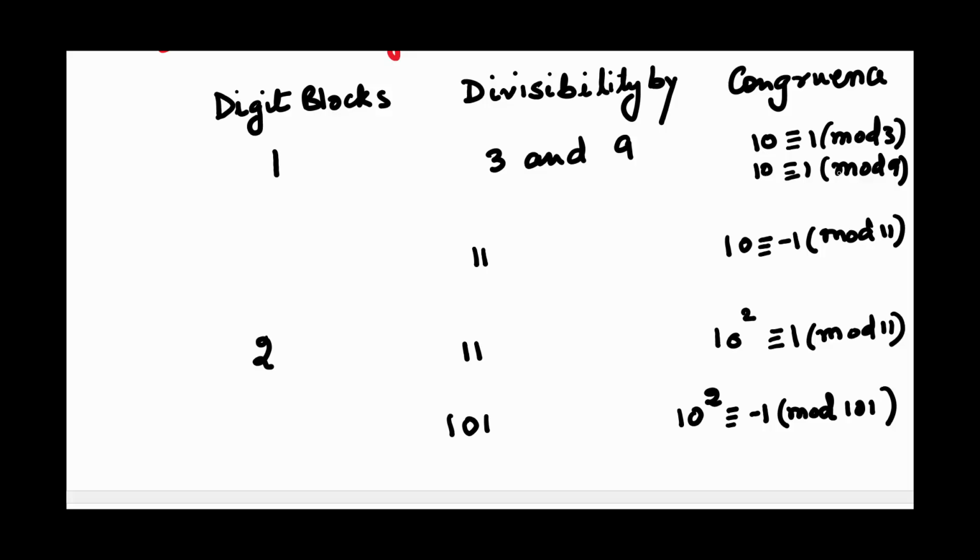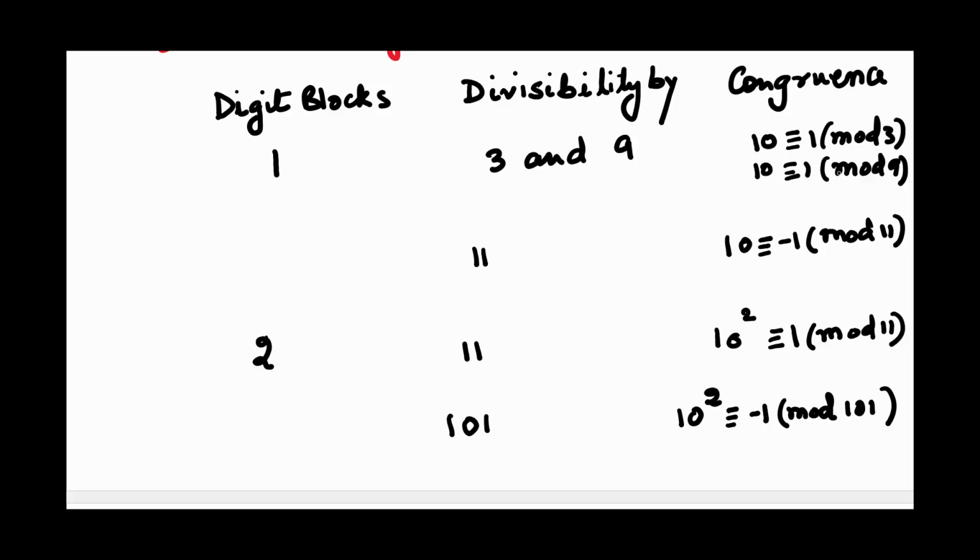In case of divisibility by 11, we alternate the blocks with plus and minus sign. Come to 2-digit blocks. 2-digit blocks are used when we check divisibility by 11. Here, 10 square is congruent to 1 mod 11, and as it is congruent to plus 1, we will just add 2-digit blocks to check the divisibility.